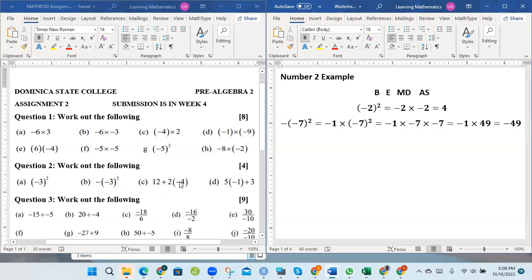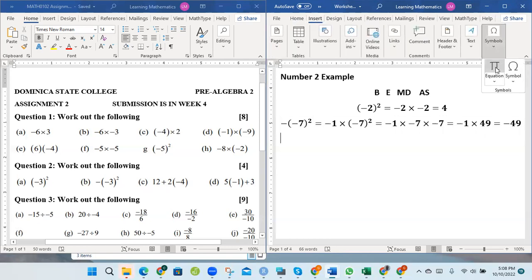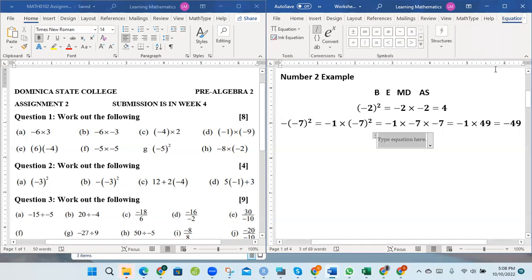Part C, you have 12 plus 2 times -4. Let's put an example like this. Let's say you have 15 plus 3, open bracket, times -6. So 12 plus 2 times negative 4, 15 plus 3 times negative 6. So remember what we said, you must multiply before you add. So we must carry that 15 plus. Still, we're not ready to add yet.